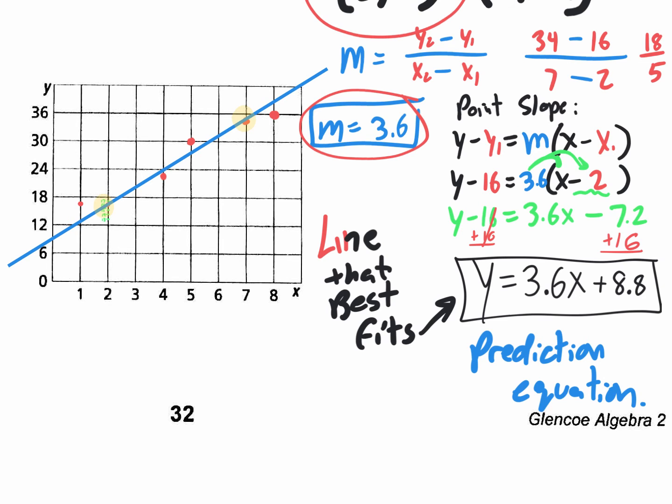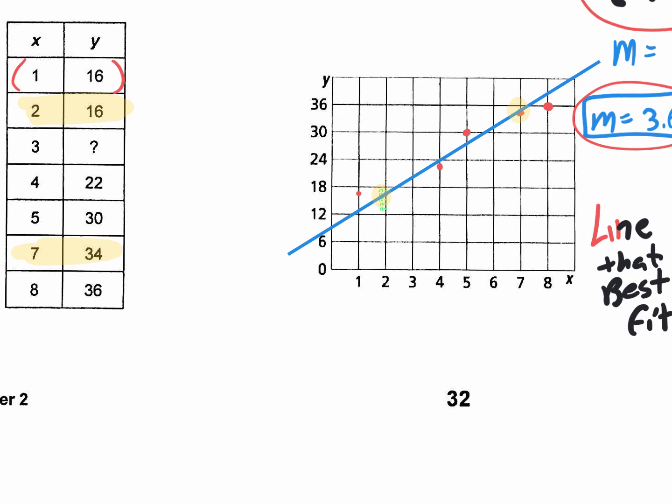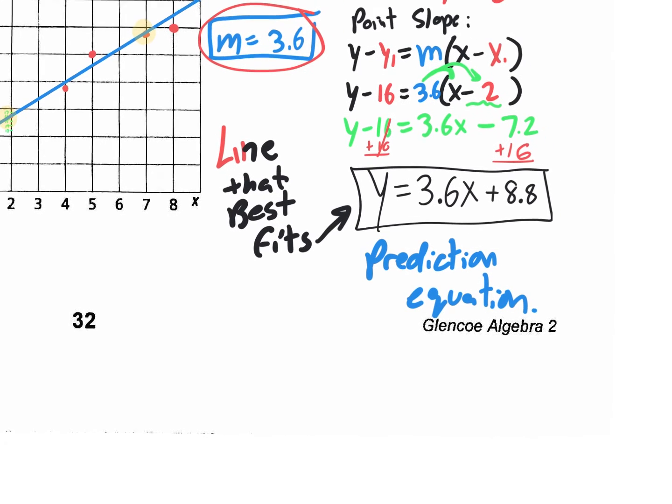So they actually ask us over here to predict for the input 3, what do we get as an output? So you could visually see that at 3 you would get somewhere between 18 and 24, but obviously we want something more precise. So that's where the prediction equation would come into play.